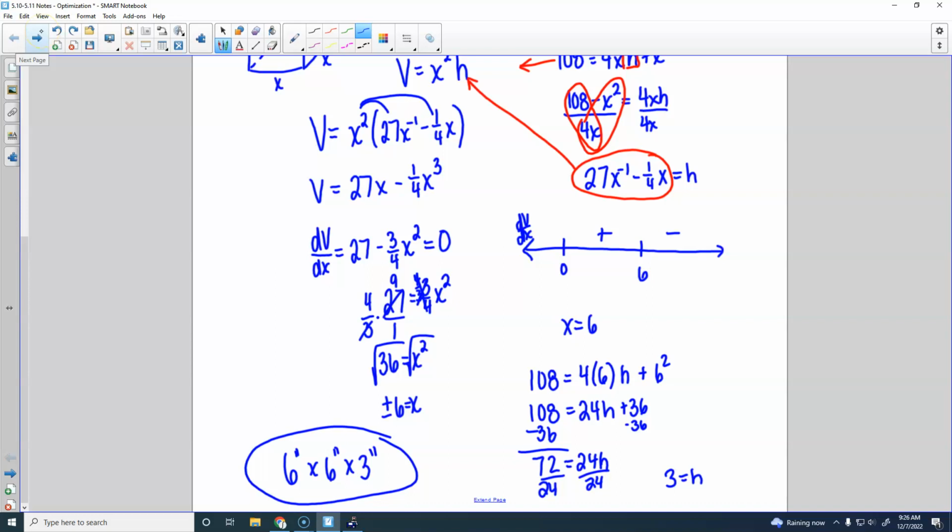I would say sometimes packaging places probably aren't even going for maximum volume. They're going for like maximum surface area because they want the package to look big, even though it may not have much in it.